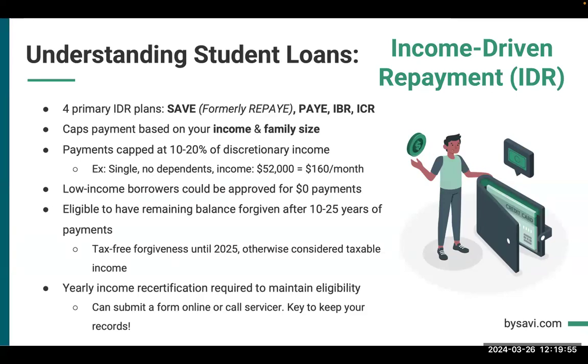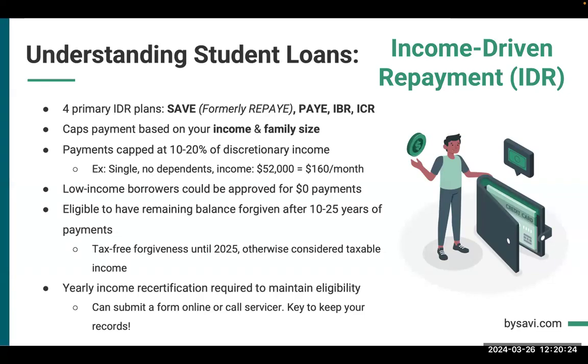So there are four primary types of income-driven repayment plans. There's the SAVE plan. This is the newest plan, formerly known as REPAYE. There's the PAYE plan, Pay As You Earn. There's income-based repayment. And then there's income-contingent repayment. All right, so those are the four different types of income-driven repayment plans, and they all fall under the umbrella term of income-driven repayment. Now, generally how these plans work is this.